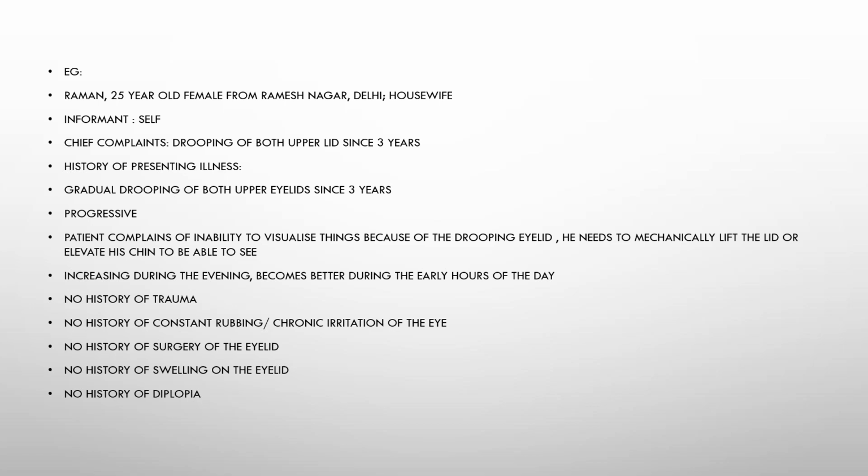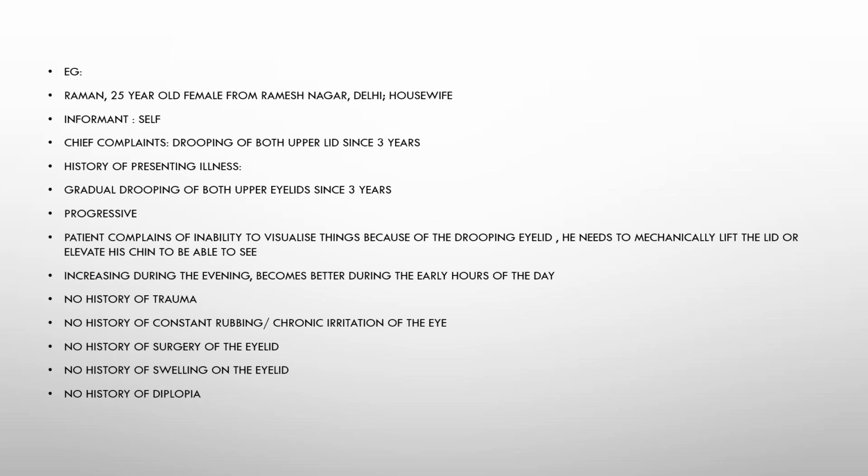And then one very important history: when we ask her whether it is constant or fluctuating, she says it increases during the evening, or it becomes better during the early hours of the day. So now you will start thinking in terms of, is it myasthenia gravis? Because it's a young female, it's an autoimmune disease, and she's complaining of worsening during the evening. That means when she's fatigued, the things get worsened, right? So that kind of clinches you to, okay, fine, this could probably be a ptosis because of myasthenia gravis, right?